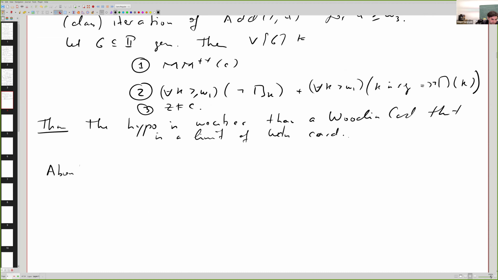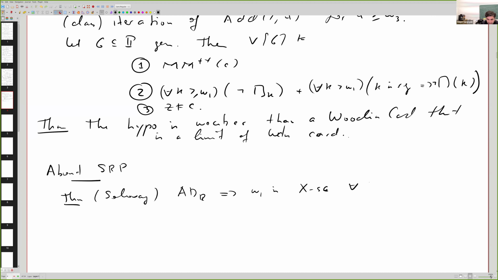Okay, so about SRP. There is a theorem of Solovay from, I don't know, ages ago. AD_R implies omega 1 is R-supercompact, X-supercompact for all X of size R. So in fact, P_omega1(R) is supercompact, right? So for example, this implies there is a supercompactness measure on P_omega1(alpha^omega) for every alpha less than theta.